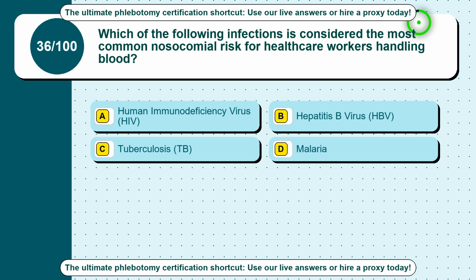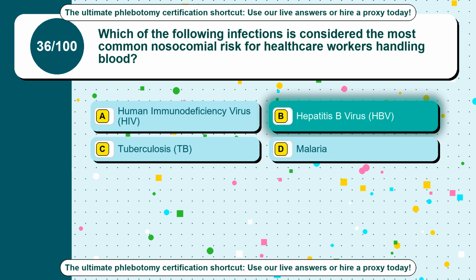Question 36. Which of the following infections is considered the most common nosocomial risk for healthcare workers handling blood? Option A. Human immunodeficiency virus, HIV. Option B. Hepatitis B virus, HBV. Option C. Tuberculosis, TB. Option D. Malaria. The correct answer is option B.